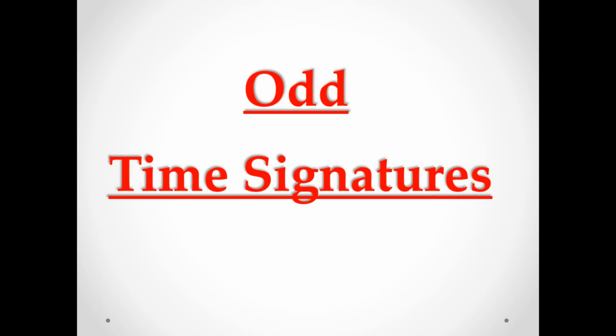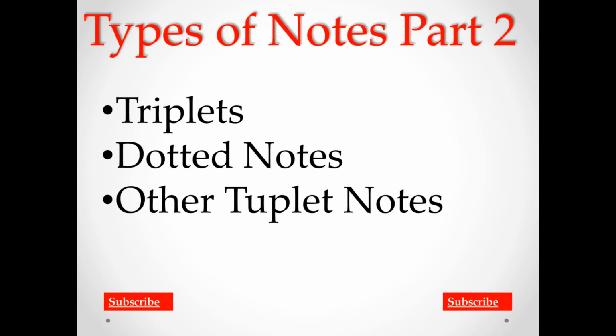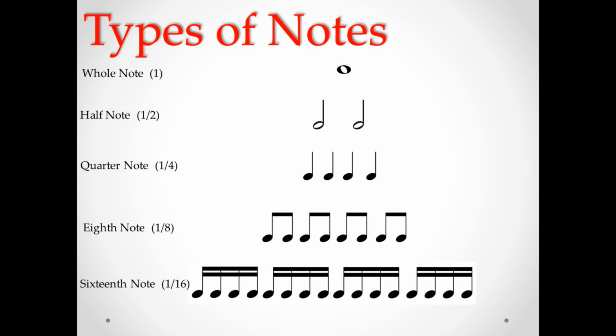In the last lesson we looked at odd time signatures, and in this lesson we're going to be taking a look at other types of notes. Stuff like triplets, dotted notes, and other tuplet notes. So let's get into it. In one of the previous lessons we looked at all these notes and how to divide them up. And I hope you understand these because we're going to need that knowledge for this lesson.